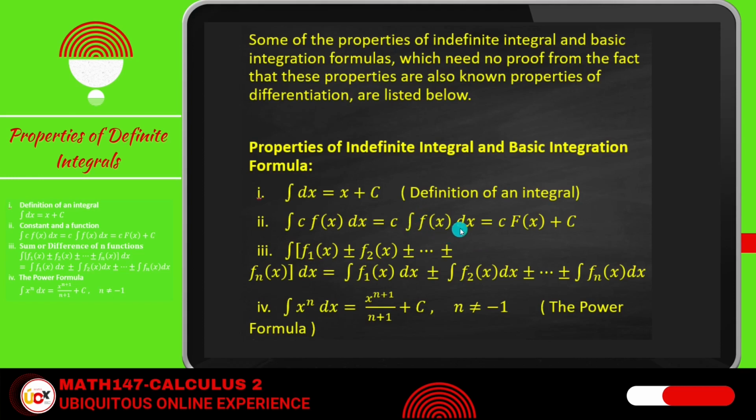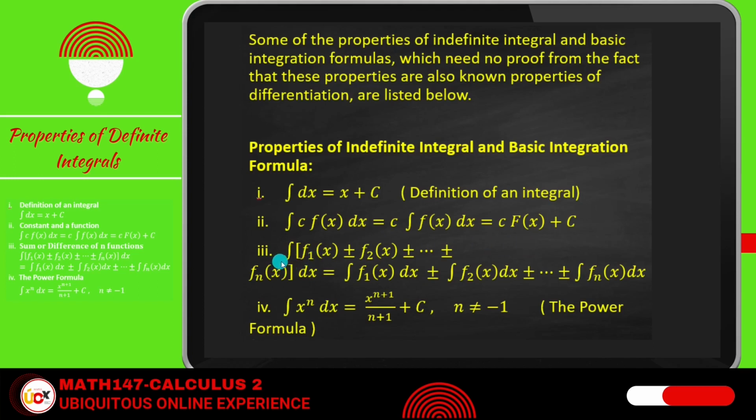But from the definition of the definite integral, the integral of f of x dx is big F of x plus the constant c, times the constant c, so you have c times the function big F of x plus the constant c.